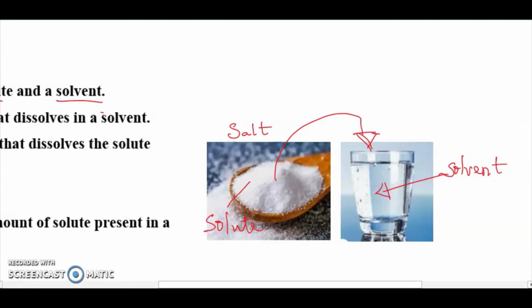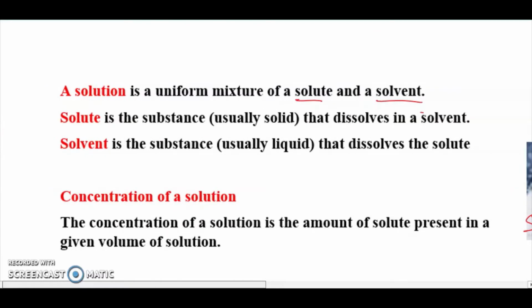Now, once the water dissolves the salt, it forms a uniform solution. It forms a homogeneous solution. So, a solution, once more, is a uniform mixture of a solute and a solvent. Now we know what a solute is and we know what a solvent is. Now let's look at the next important definition here.